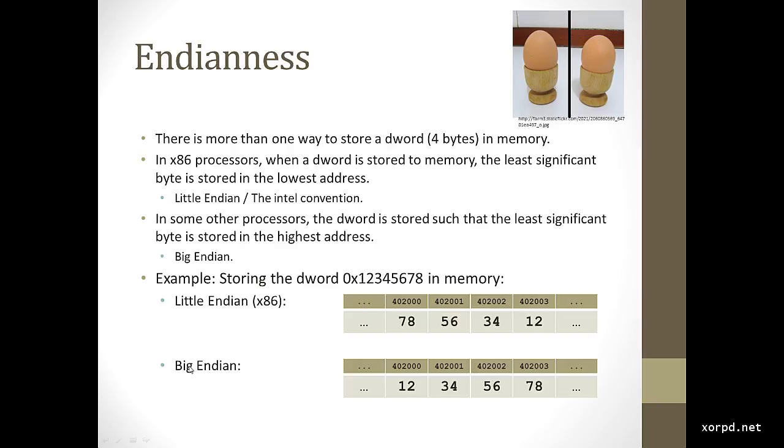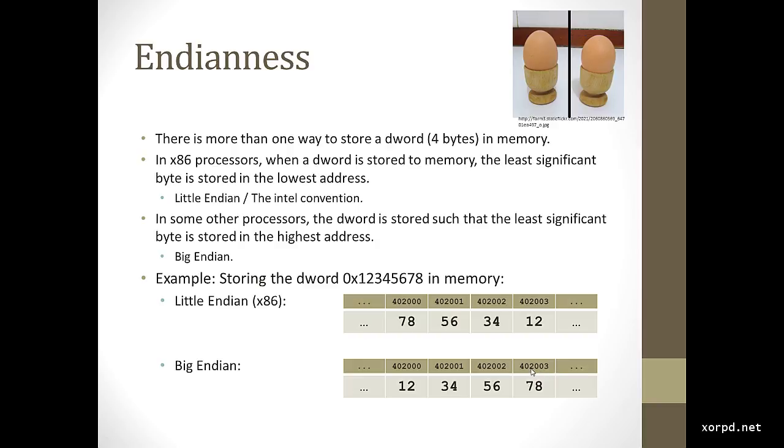Let's look at the other way, big endian. There are some processors that use this convention. Maybe one day you are going to meet one of those processors, so it is a good idea to know also about this convention. In the big endian convention, the number is going to be stored this way. So the least significant byte is going to be stored in the highest address. And basically this is the difference.